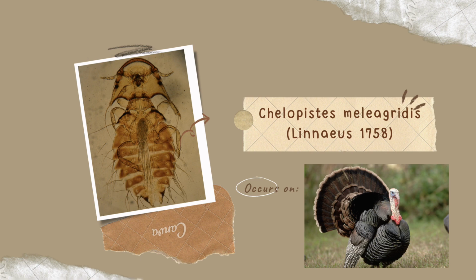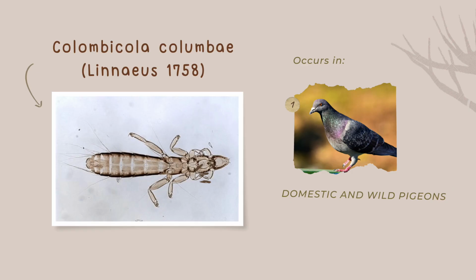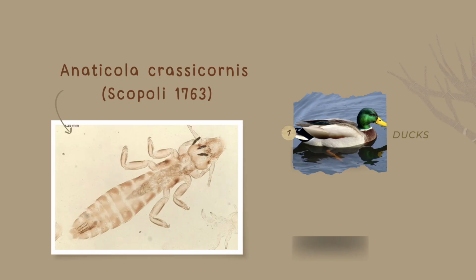Oncophorus meleagridis is a common louse in turkey. Columbicola columbae occurs in domestic and wild pigeons. Lastly, we have Trinoton anserinum that can be found on the dog.